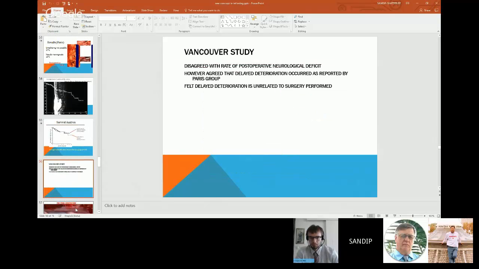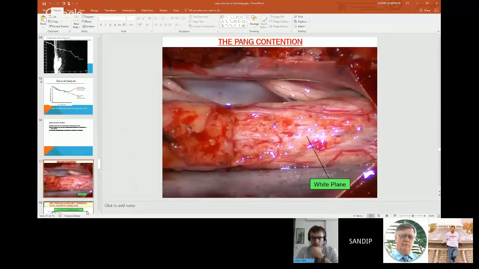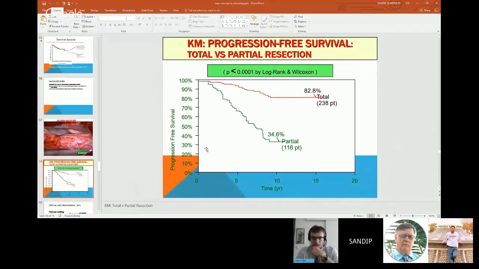The Vancouver study, published a few years later, disagreed. Of course, it disagreed in many ways, disagreed with the rate of postoperative neurological deterioration, and it also felt that deterioration is unrelated to the surgery performed. And of course, currently, there is the Pang contention of Professor Dackling Pang, who has identified this white line which separates the lipoma from the cord, and who has shown very clearly in his studies that there is a huge difference in the outcome in patients who have a total removal of the lipoma versus those that have had a partial removal of the lipoma, thus showing that in his own series, like in the Paris series, where there was partial removal of these lipomas, the results were very bad compared to those that had a complete removal.